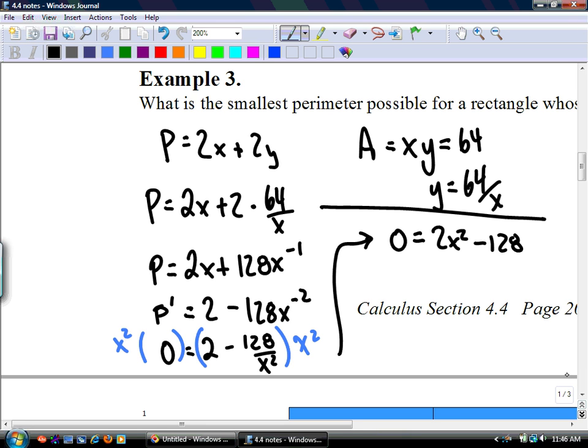Now what? Solve for x. So move the 128, divide by 2. You get x squared equals 64. Okay, x equals plus or minus 8.